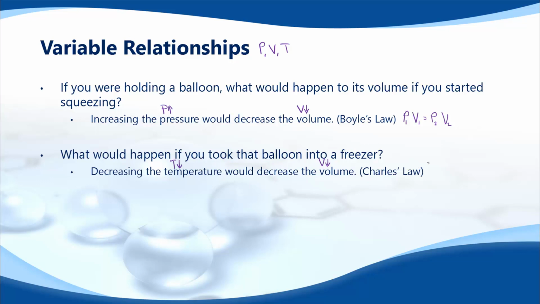One goes up, the other goes up. The way we write the formula for a direct proportion is we actually divide. So we say that V1 over T1 equals V2 over T2. Right? So the ratio of the volume and temperature before is equal to the ratio of volume and temperature afterwards. This is the equation for Charles' law.